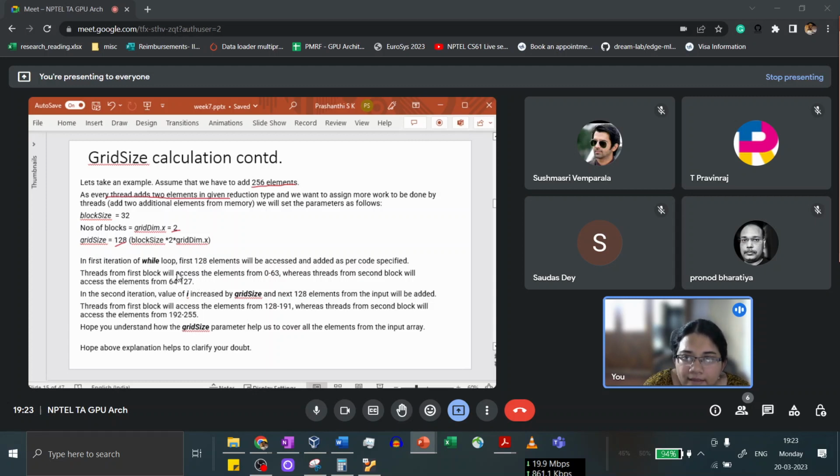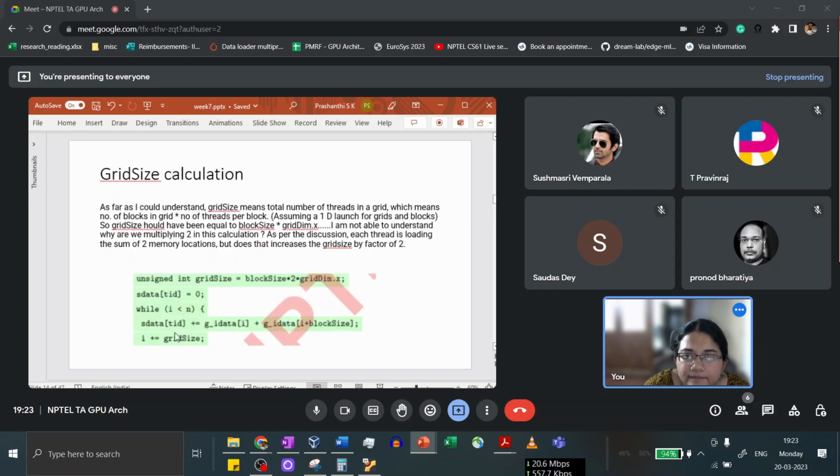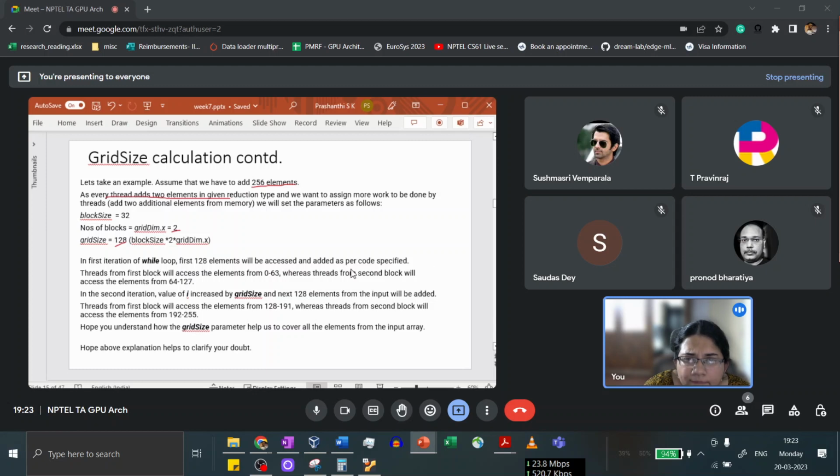So now in the first iteration of the while loop, the first 128 elements will be accessed and added. Threads from the first block will access elements from 0 to 63, whereas threads from the second block will access elements from 64 to 127. And in the second iteration, we increase the value by grid size, by 128. So the next 128 elements from the input will be added.